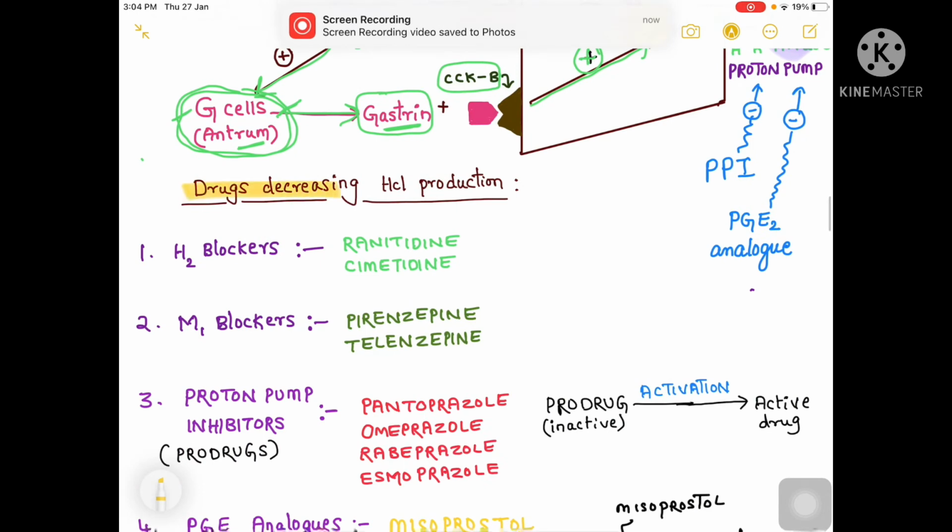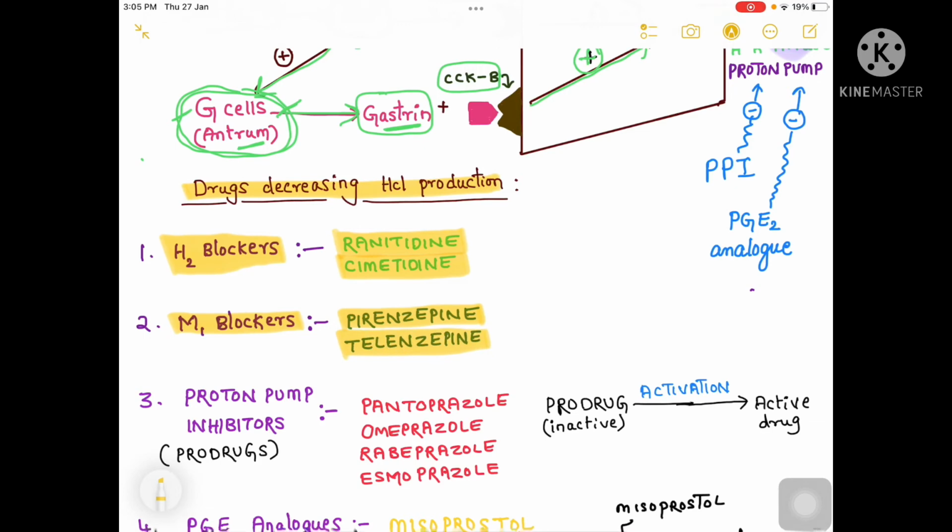Coming to the drugs that decrease the HCl production. Number one is the H2 blockers, the histamine blockers. And the drugs are ranitidine, that is our favorite Rantag, and cimetidine. Coming to the M1 receptor blockers, the acetylcholine receptor blockers. The drugs are pirenzepine and telenzepine.